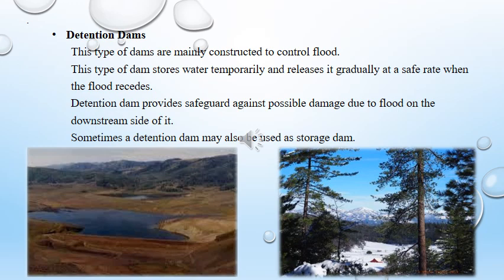Detention dam. A detention dam is constructed to store water during floods and release it gradually at a safe rate when the flood recedes. Some are meant to trap the sediment and thus exclude the sediment from flowing downstream, that is, dike, water spreading dam, debris dam, etc. And sometimes this detention dam may also be used as a storage dam.